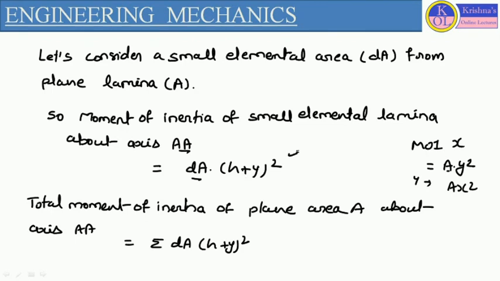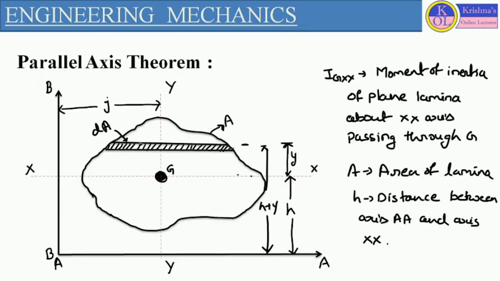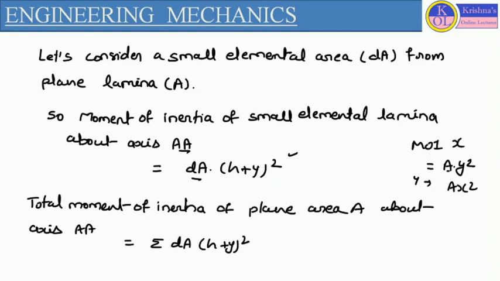So this is about one elemental section. Now here let us consider this total area A is the combination of a number of elemental sections, or we are dividing this total area A into a number of elemental areas dA. So this total area should be the summation of dA. And if we want to define the total moment of inertia of this plane area about this axis AA, it should be the summation of dA into (h plus y) squared. So here this equation is representing the total moment of inertia of plane area A about axis AA: summation of dA (h plus y) squared.